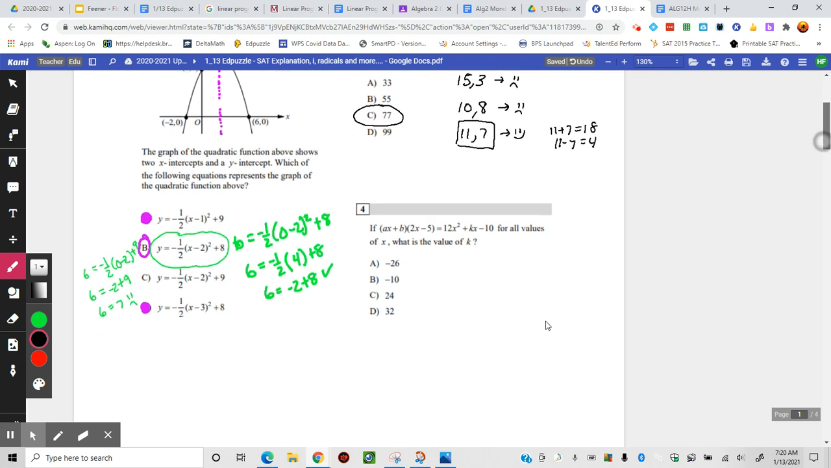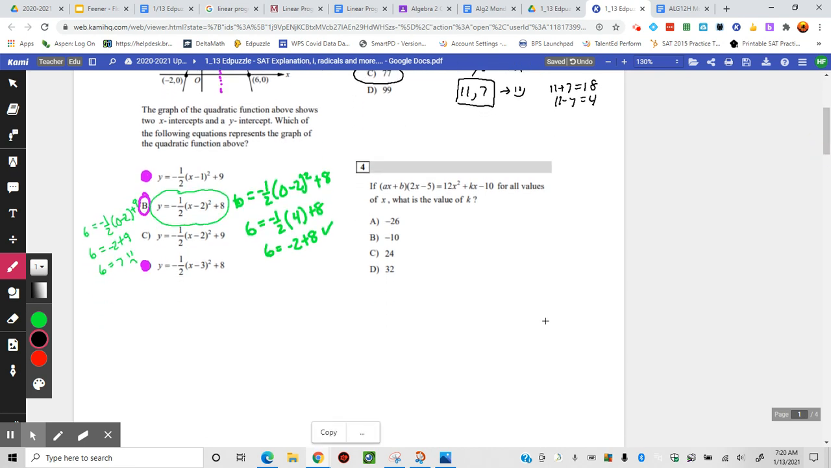For this next one, this is a little bit trickier, but all it is is the box method, right? So you're multiplying these two things together, and it has to equal this.